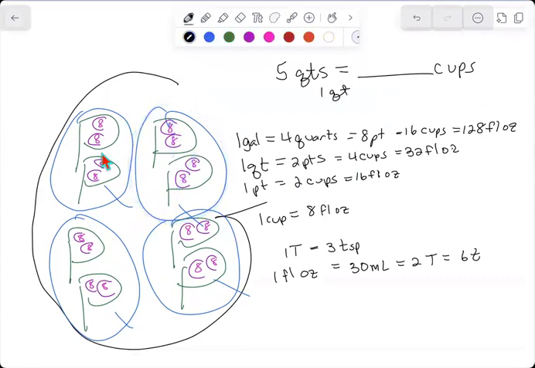1 quart contains 4 cups. So 5 quarts contains how many cups? You can see very clearly what to solve this. You have to do 5 times 4. You can use logic. If you draw out 5 quarts, you would end up having 20 cups drawn out, but the answer is 20.